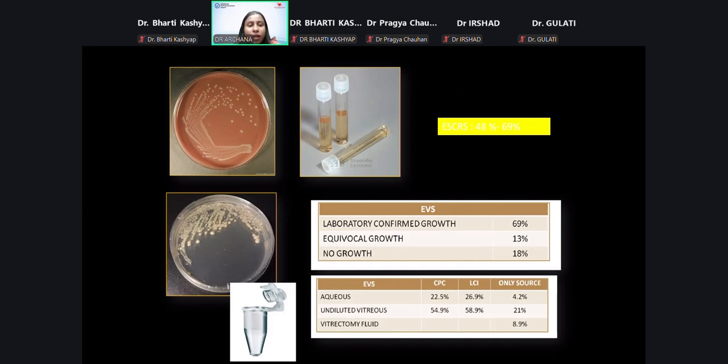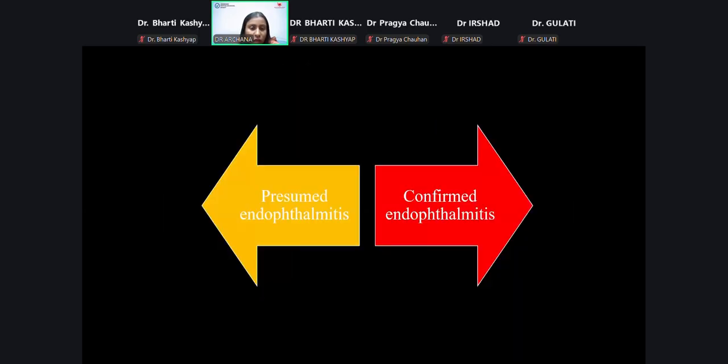So if you have taken a tap and we have sent it for culture sensitivity, there is no organism on gram stain, the gram slide is negative, and there is no growth in the culture. Still, it can be endophthalmitis, because of clinical suspicion, but the lab confirmed growth is either what you get in gram stain, KOH, or in culture. So that is not 100%. It is maximum up to 69% reported till now.